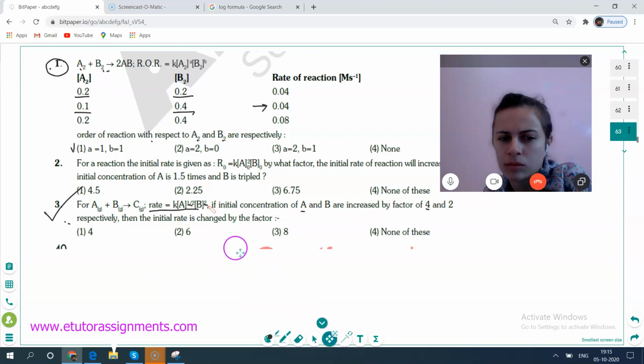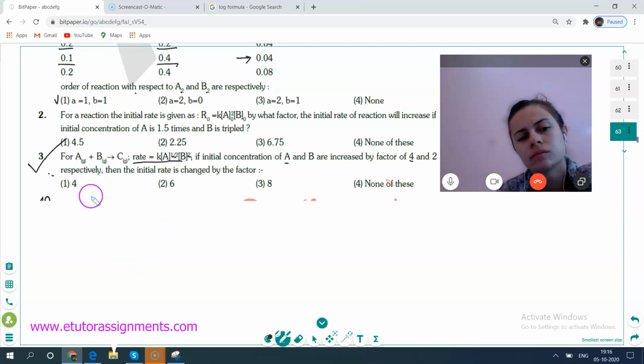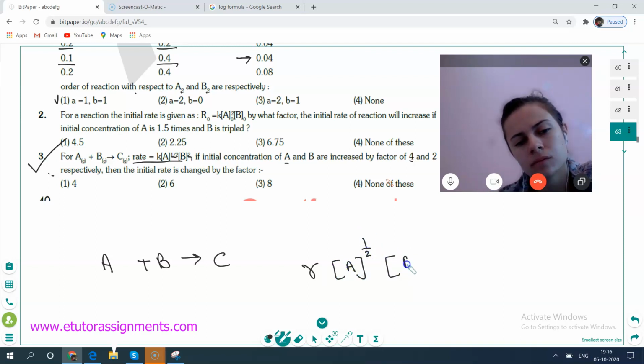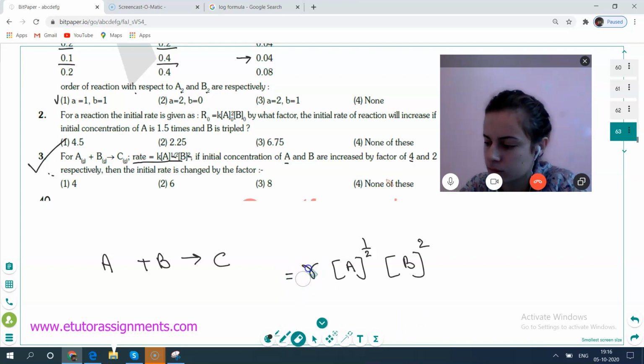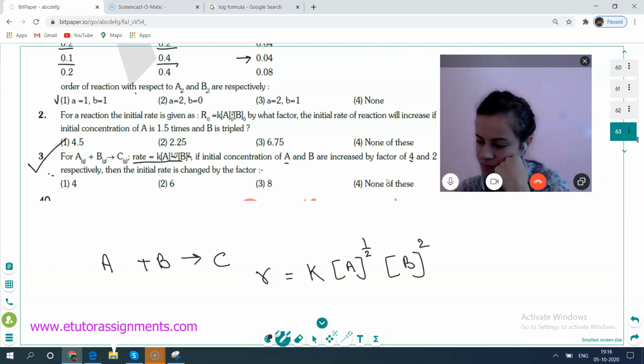See, this is the order of the reactions they have given, half plus two. The rate of this particular reaction, A plus B making a product C, depends on the reactants, which means concentration of A power half, concentration of B power 2. Is it clear? What is this? Sorry, K, not R. K is what? Constant.